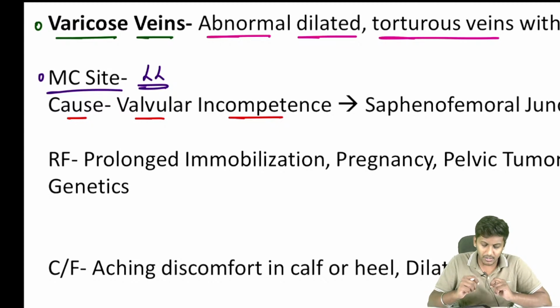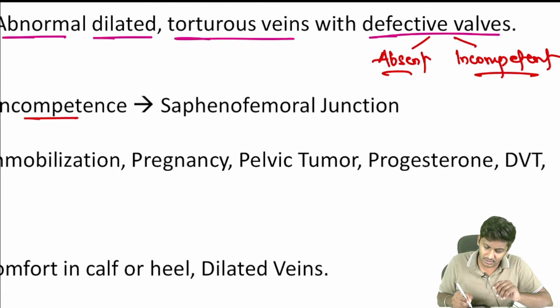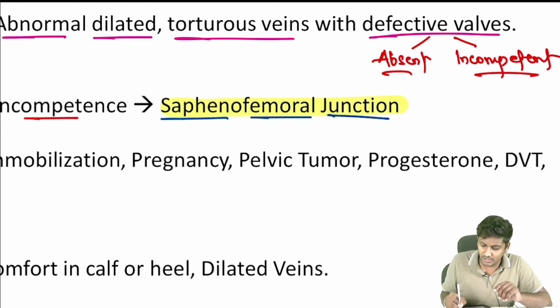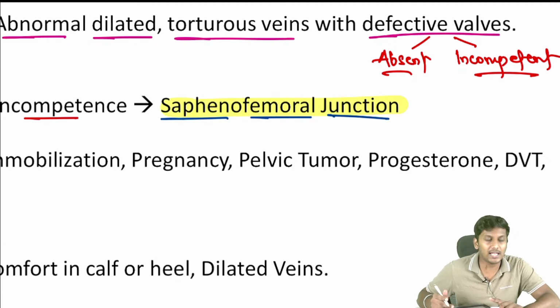Definitely, please remember, there will be valvular incompetence at which junctions? Usually one is the saphenofemoral junction, most commonly at the saphenofemoral. Most commonly the valvular incompetence is seen at the saphenofemoral junction, at the level of the femoral region or the groin, the connection between the great saphenous vein and the femoral vein. At that junction the valves are defective. So most of the times that is the cause.